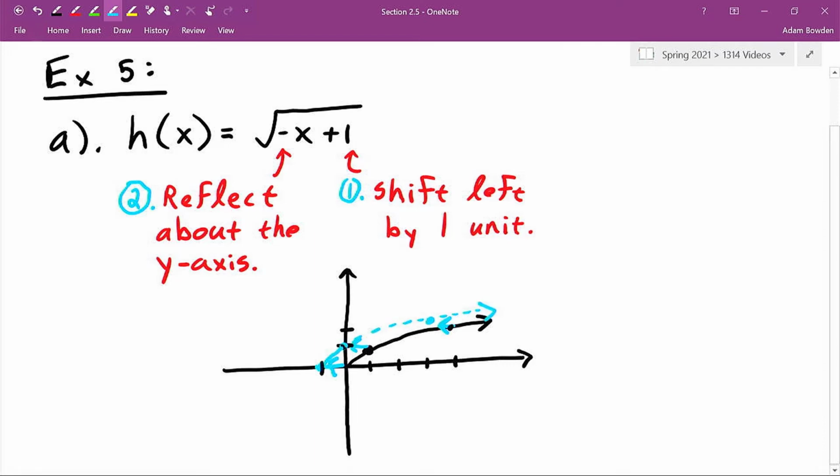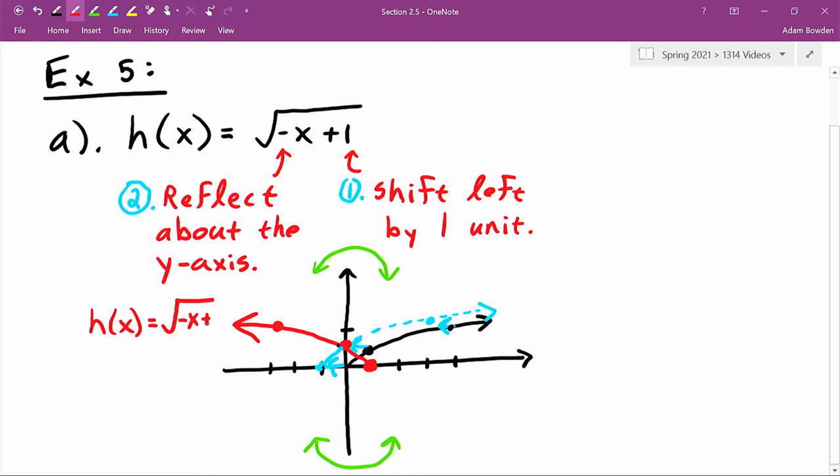And then, that's shifting left by 1 unit, then we have to reflect it about the y-axis, which means all the points are going to be reflected from one side to the other of the y-axis. So now we would get points that go something like this. So that last graph would be the graph of h of x equals the square root of negative x plus 1.